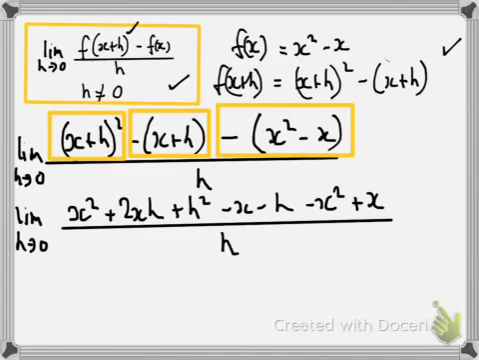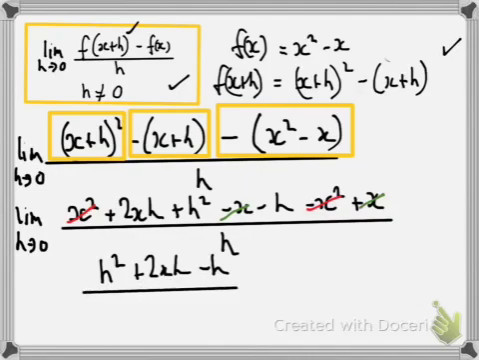Now some big time cancelling can happen here, so let's have a look at that. The x squared can cancel with the minus x squared, so they go. What else have we got? We've got minus x plus x, they can go. So what we're left with on the top is h squared plus 2xh minus h, and of course it's all over h, limit as h approaches 0. We're doing pretty well.